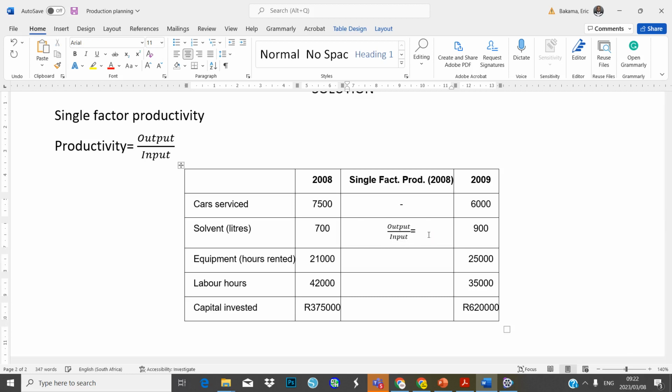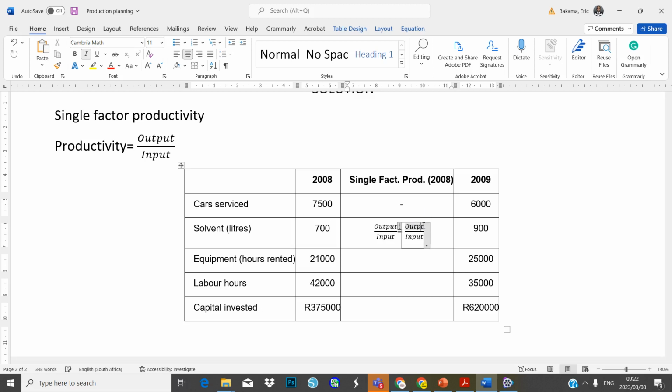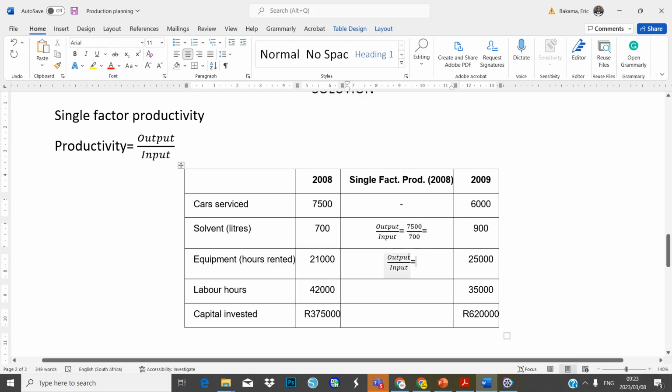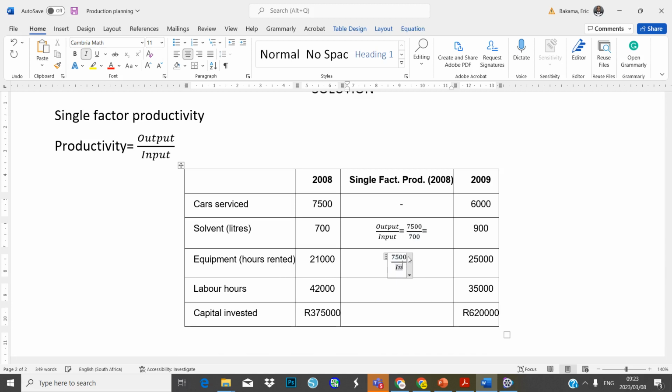The output here is the number of units that they've produced, which is the number of cars that have been serviced. In this case, it is 7,500 cars that have been serviced. Then we will divide by the solvent that we have used, which is 700. Then we will use the same formula for all the other items here. For this one, the output is still the same, 7,500, and the input down here is 21,000.